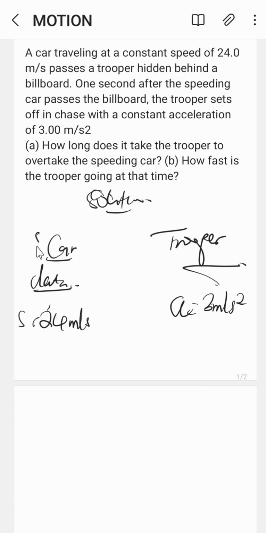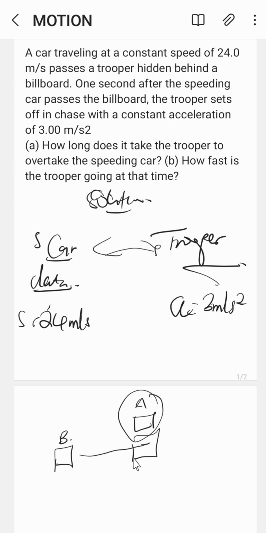This is the speeding car, this is the trooper. The question is, how long does it take for the trooper to overtake the speeding car? Now, for those that drive, overtaking any vehicle on the road would have meant you had reached that vehicle's distance. So if car A is in front and you are driving car B, to overtake car A, you should have reached car A's distance. You cannot overtake from a distance behind, right? So you are overtaking a vehicle that you are at the same distance as.